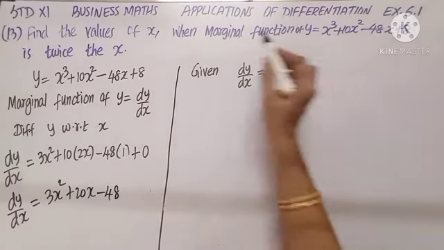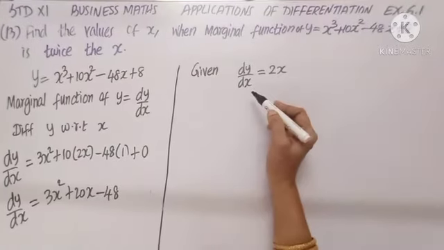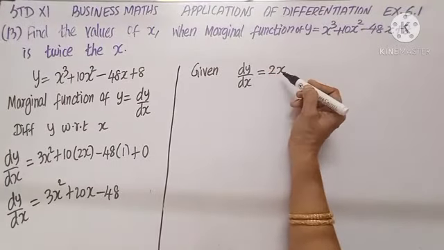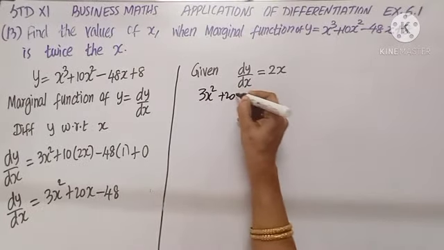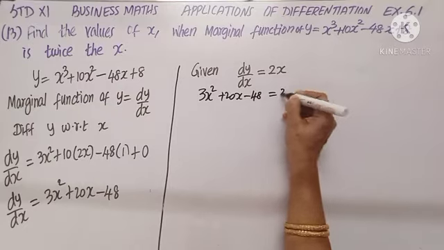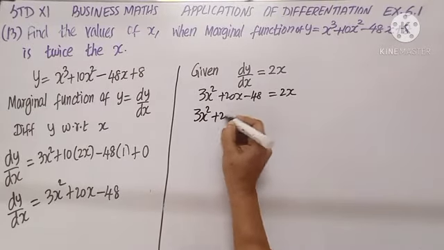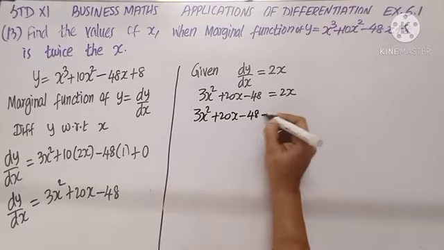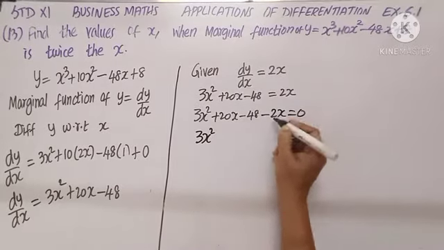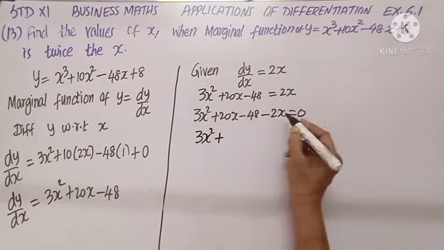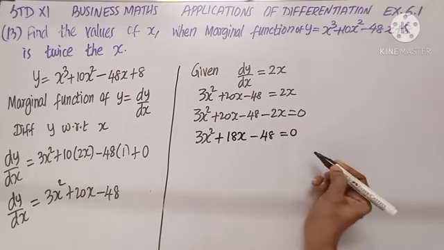Given marginal function of y is twice the x, that is dy by dx equals 2x. What is dy by dx? 3x square plus 20x minus 48 equals 2x. Bringing to the same side, 3x square plus 20x minus 48 minus 2x is 0, or 3x square plus 20x minus 2x is 18x, minus 48 equals 0.